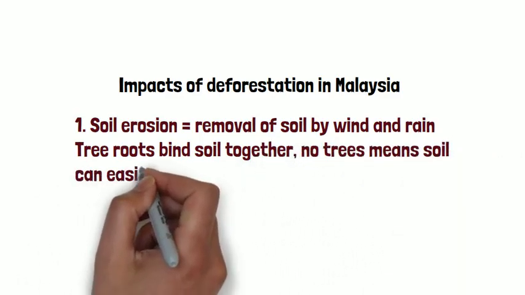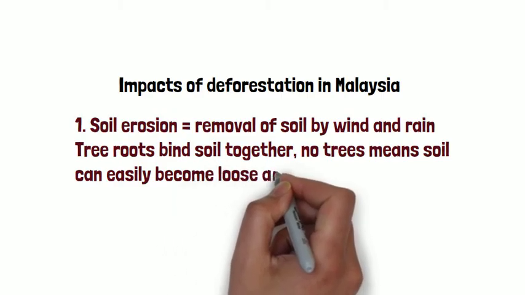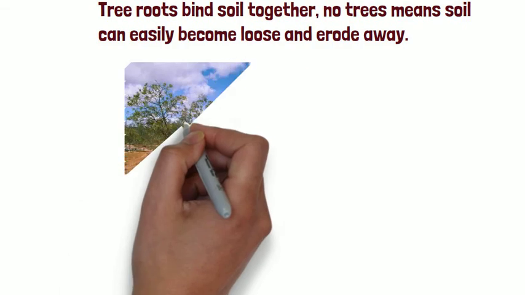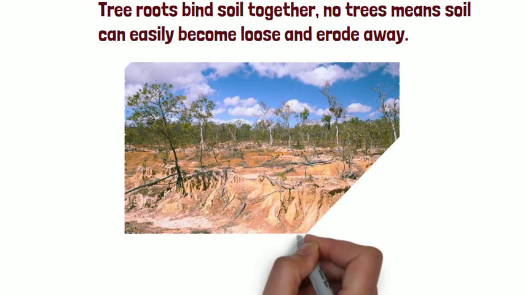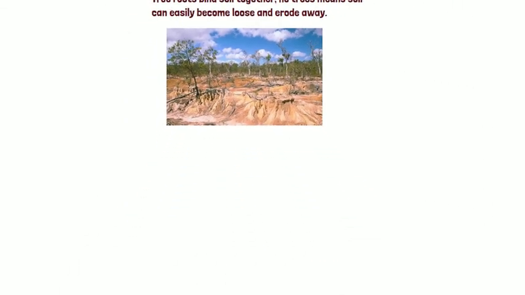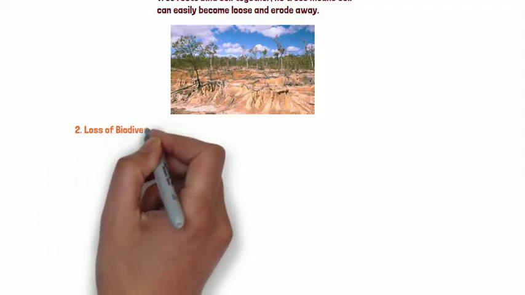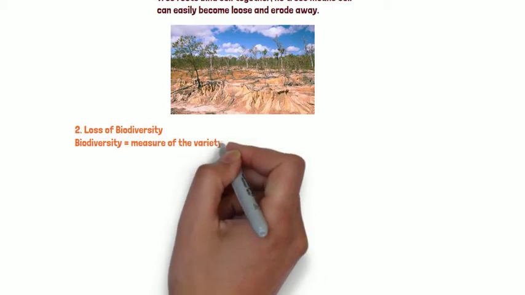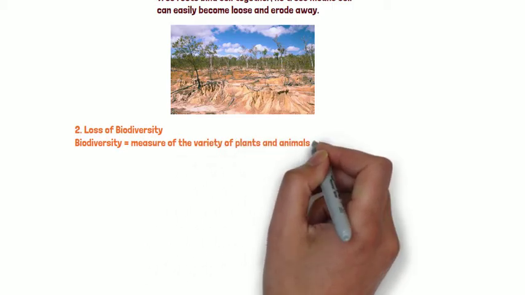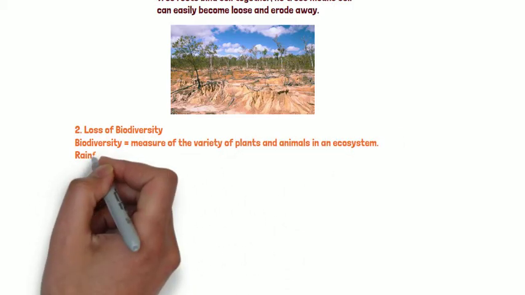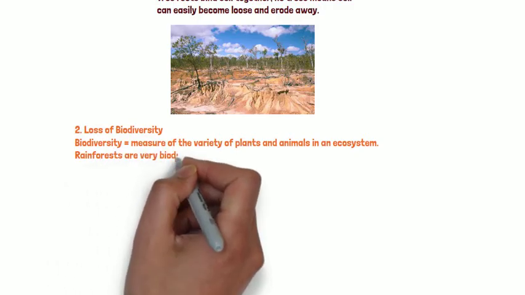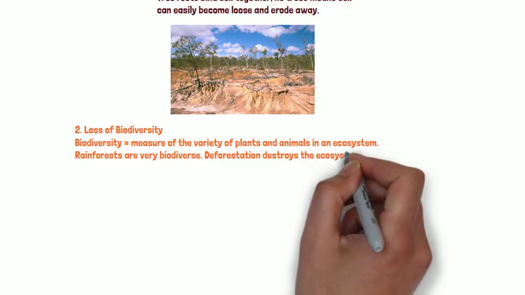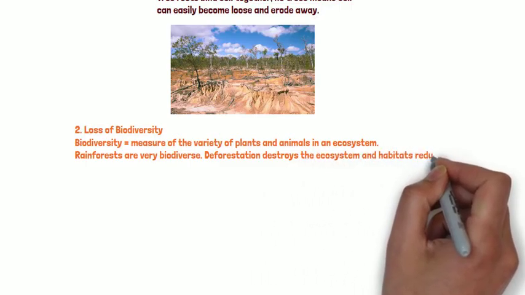No trees means that the soil can easily become loose and erode away, which then makes it very poor quality and not good for anything to grow on. Our next impact is a loss of biodiversity. So biodiversity is a measure of the variety of plants and animals in an ecosystem. Rainforests are very biodiverse, and deforestation destroys the ecosystem and therefore the habitats, reducing the biodiversity.